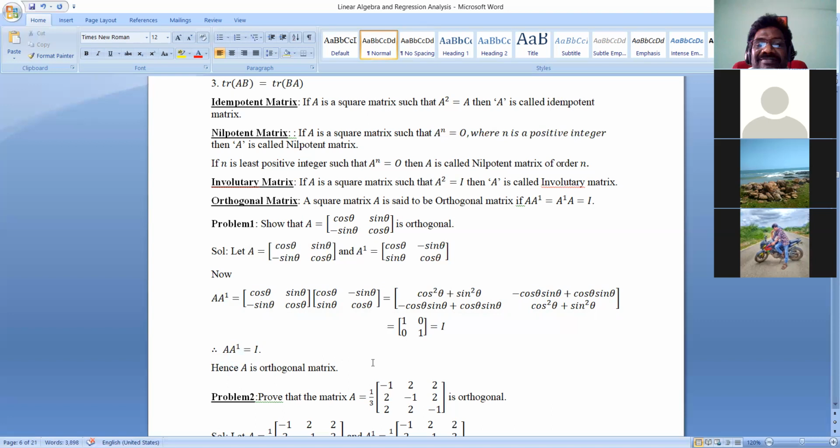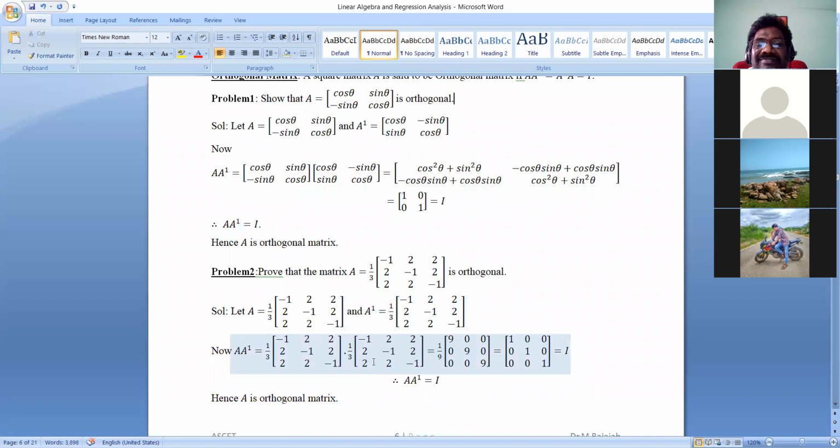Orthogonal matrix. Next, we want to show another problem. Have you noted it down?